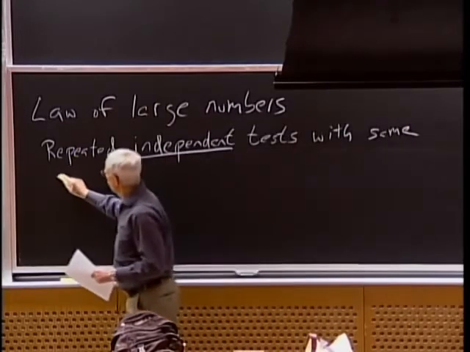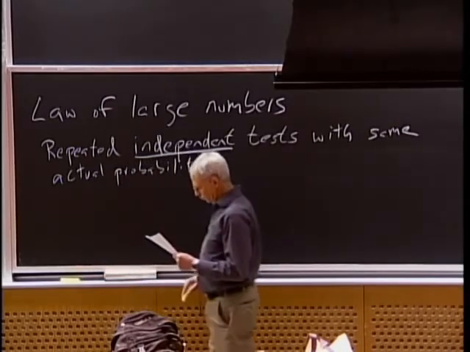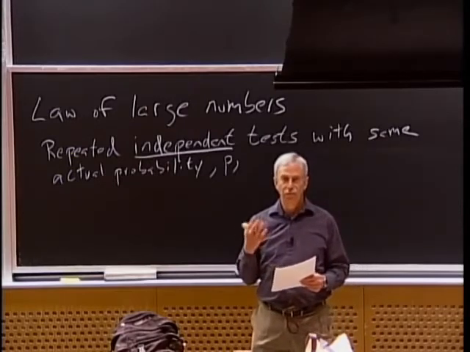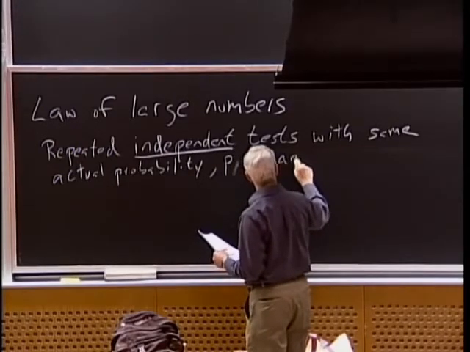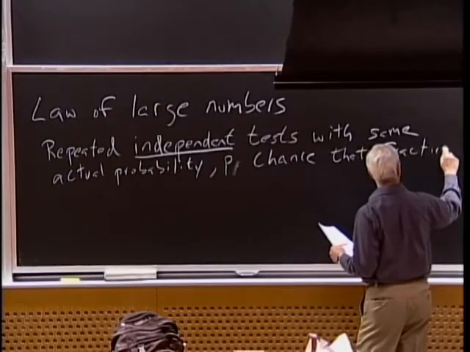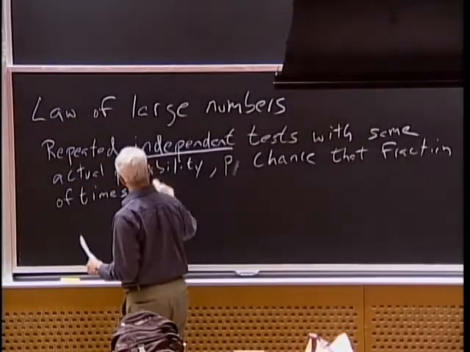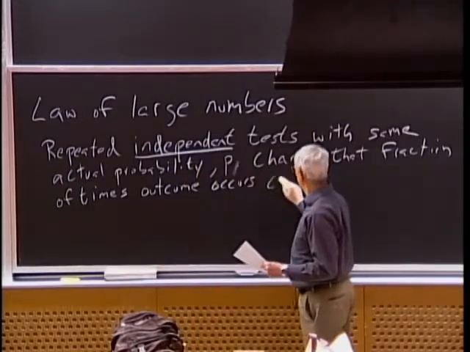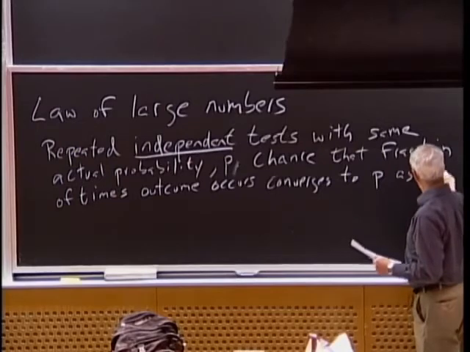With the same actual probability, we'll call it P, often used to represent probability, of an outcome for each test, the chance that the fraction of times that outcome occurs, the outcome with probability P, converges to P as the number of trials goes to infinity.